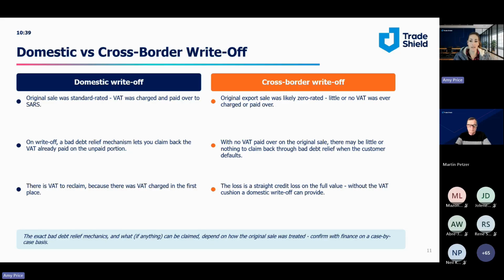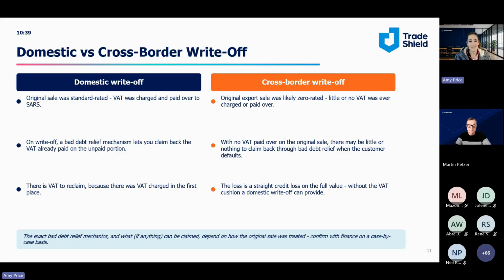Or obviously, if you sent something over and the VAT was charged to the transport company, then you would need to liaise with them as well from their side of things, because they would have claimed that VAT back. Okay, so obviously no VAT paid, no VAT claimed.